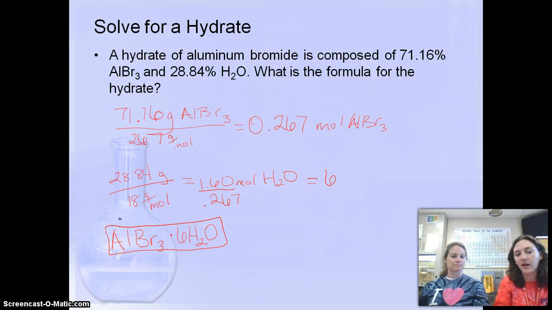So you can figure out percent composition, you can figure out empirical formulas, molecular formulas, and hydrate formulas. Fabulous. Chapter 10, done. Yay.